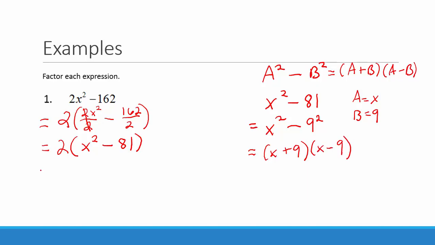So now we have to go back and put that as the factored form of what's in the parentheses here. So our final answer for the factored form of our original problem is 2 times the quantity x plus 9 times the quantity x minus 9.